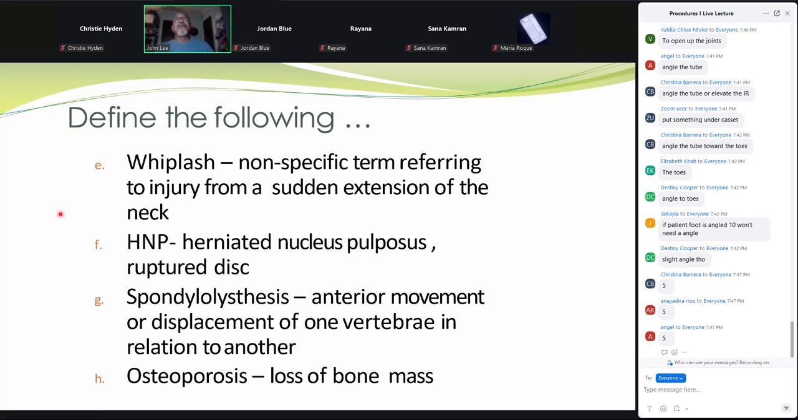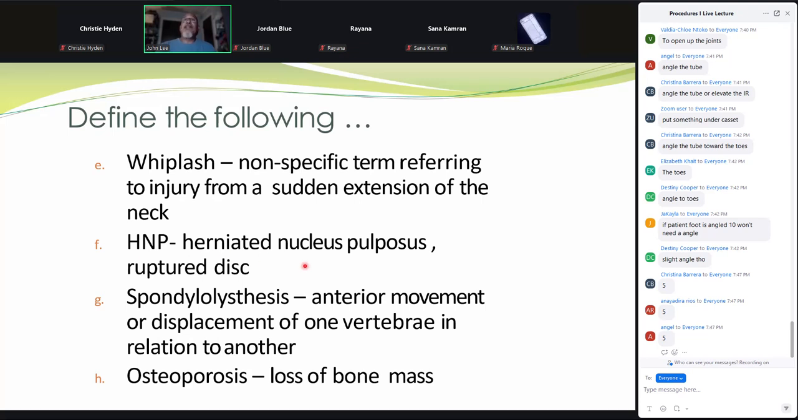Whiplash is a nonspecific term referring to an injury from a sudden extension of the neck, which causes a reversal of the lordotic curvature. Okay, so when instead of the spine, chin would be over here. Instead of the spine being lordotic in its curve, the muscles and spasms cause that curvature to disappear. And in some instances, it may reverse it, depending on how bad the injury is.